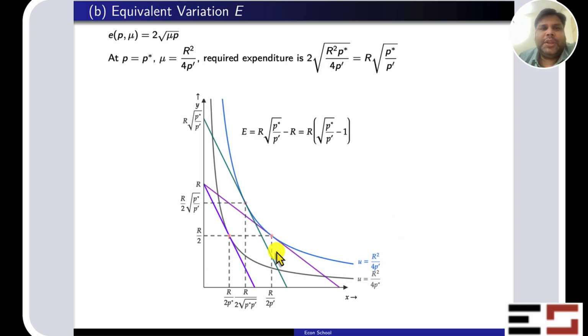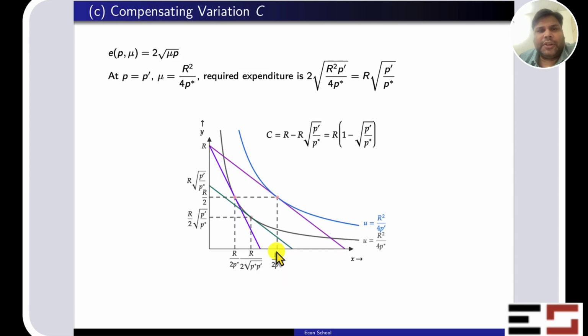So what is the maximum amount that could be charged from this particular consumer, and for that we have to again solve the expenditure minimization problem. So notice that we want to make sure that the consumer returns to the original level of satisfaction at the new set of prices. So we are going to solve the expenditure minimization problem at the new prices, which is P prime, and our goal is to achieve the original level of satisfaction at the minimum possible cost.